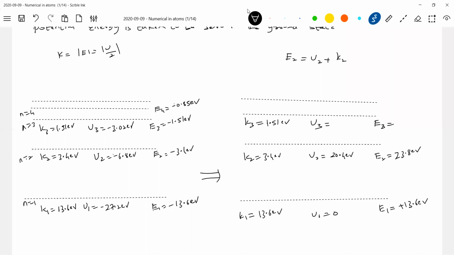So here what is the basic idea? 27.2 electron volt must be added to each state. The kinetic energy of the revolving particle will not change. So you subtract 27 minus 2 minus 1.5, you'll get that one. Then again use this formula, E3 equal to U3 plus K3. In such an atom, if an electron makes a transition from the second excited state to the ground state, find the wavelength of the photon. I think you can work out similarly to what we discussed earlier.